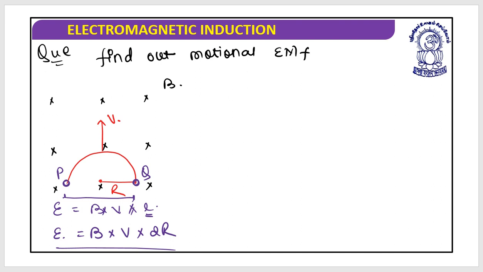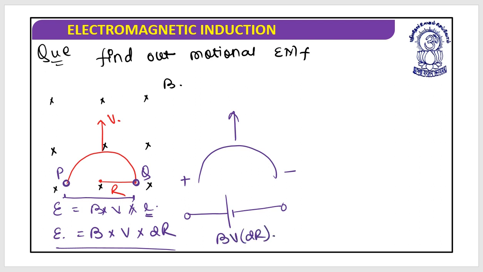So thumb will be there. It is something like this. This terminal will behave as a positive terminal and this will behave as a negative terminal. This is positive, this is negative. So this is B, V, 2R. This is the motional EMF of the conductor. E is equal to B into V into 2R. I hope this is clear.